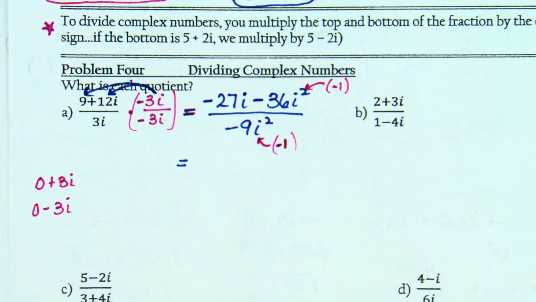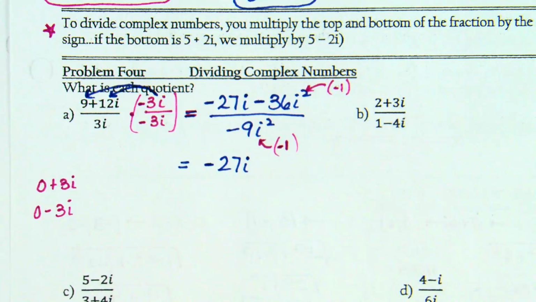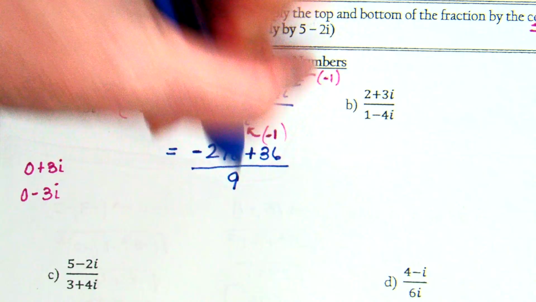So that means my numerator, negative 27i, instead of minus 36i squared, if that i squared becomes negative 1, how can I read that? Plus 36. In the denominator, instead of negative 9i squared, if i squared is negative 1, negative 9 times negative 1 becomes positive 9. Okay? Keep going. Don't stop here.